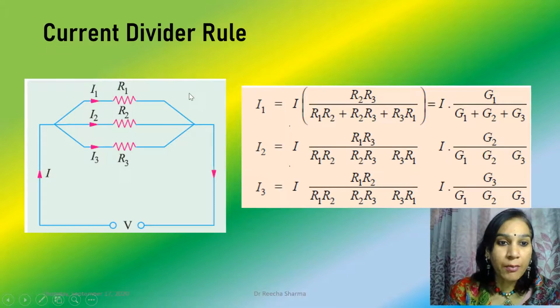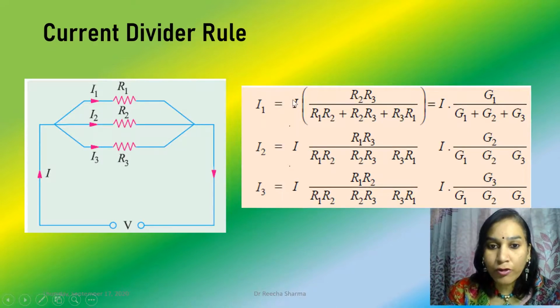When we have a number of resistances, say R1, R2 and R3 in parallel, and currents I1, I2 and I3 are flowing and the total current is I, then to find the current I1, I1 is equal to the total current I into the opposite resistances R2 and R3, upon the summation R1 R2 plus R2 R3 plus R3 R1. So this is the formula for I1.